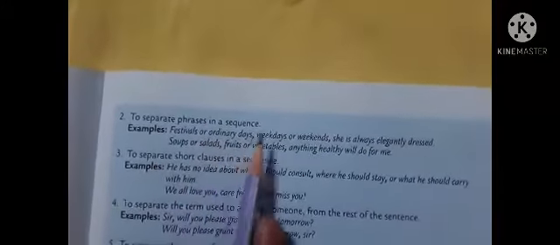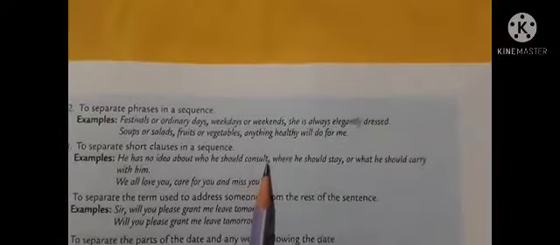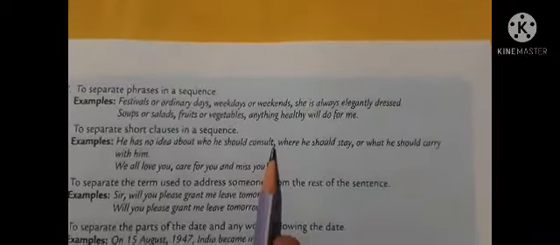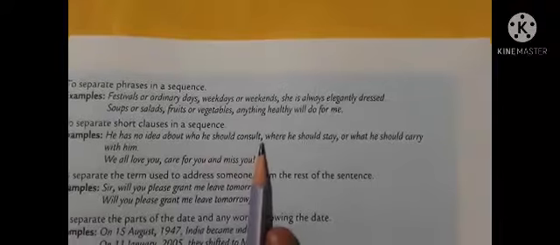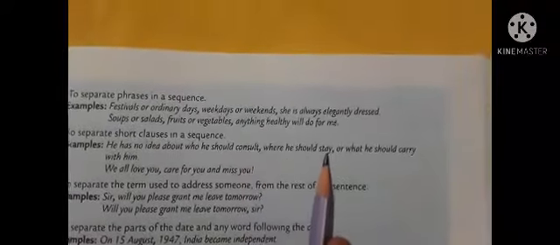Thirdly, comma is used to separate short clauses in a sequence. For example, he has no idea about who he should consult, where he should stay, what he should carry with him. So here we have used comma to separate the short clauses like he has no idea about who he should consult, where he should stay.